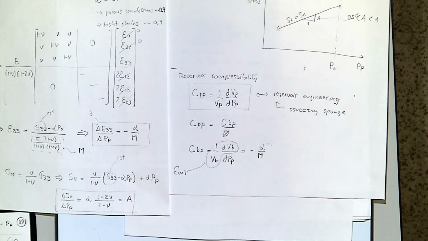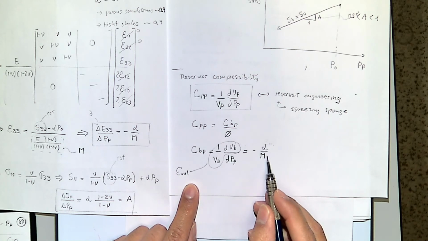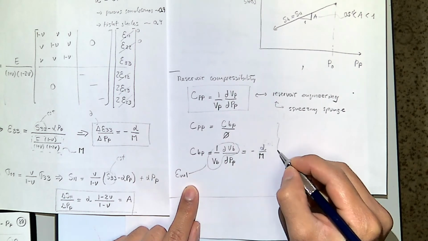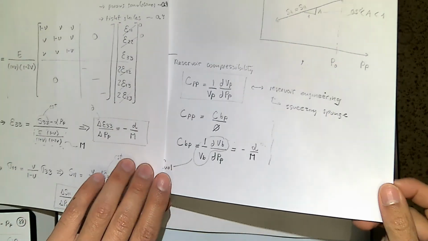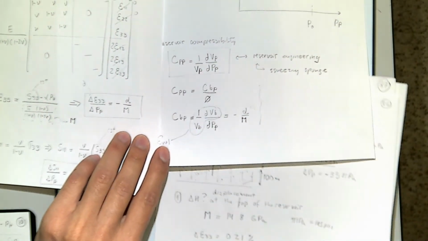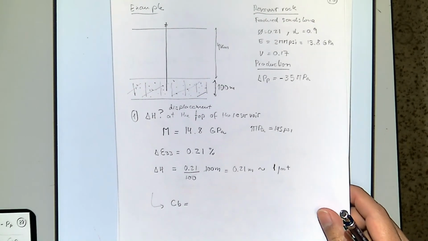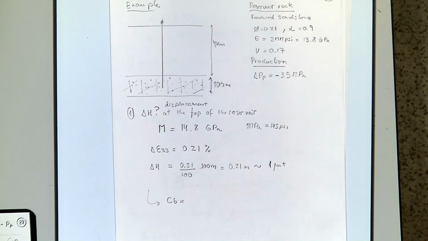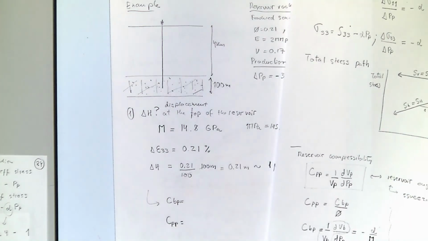So what I'd like you to do now is calculate this bulk compressibility, and after you get that bulk compressibility, calculate the pore compressibility for the example that we were working on last week. Let me see, I can fit everything in here. So this is our example, right? I'd like you to tell me what is CVP and what is CPP.